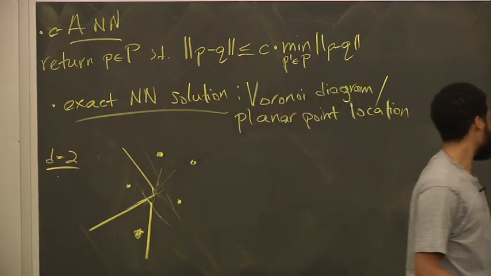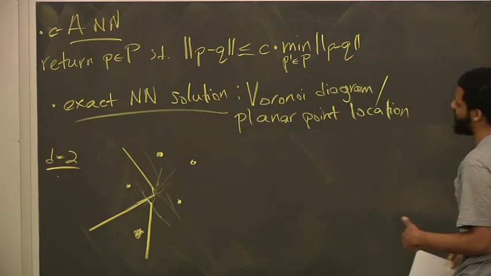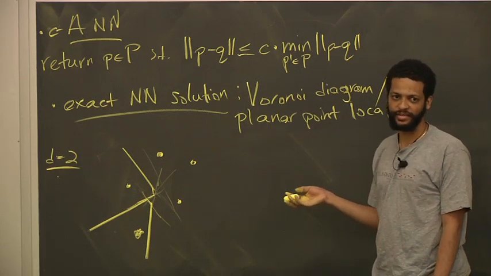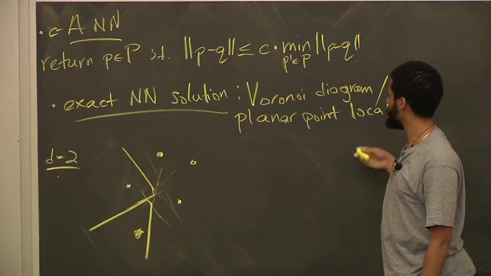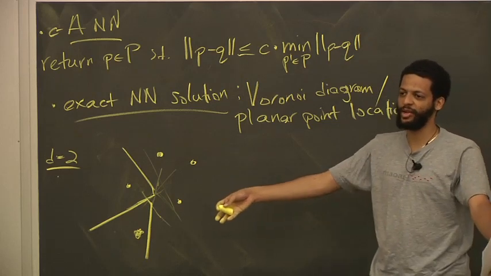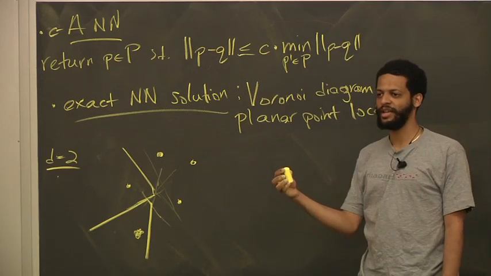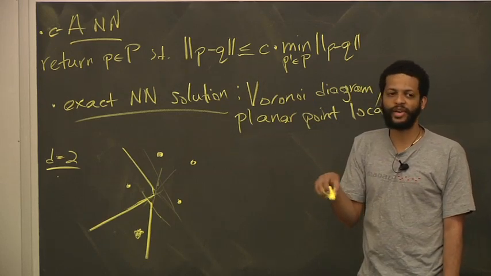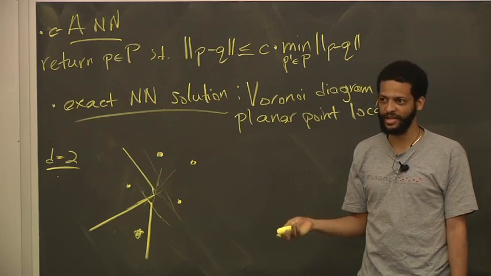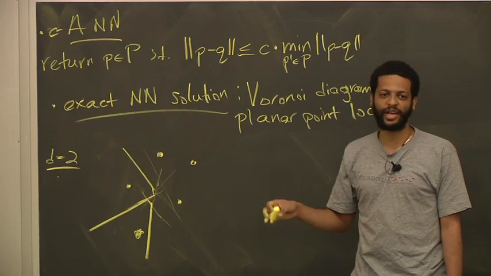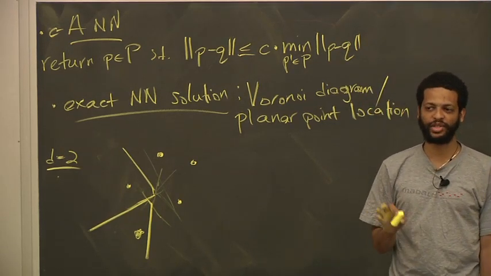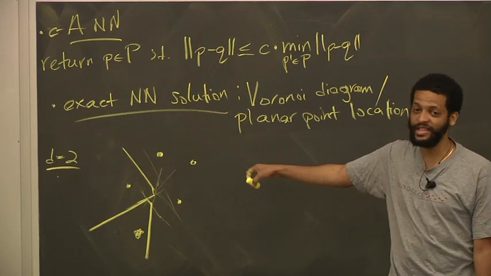So construct the Voronoi diagram. In 2 dimensions, you can do that quickly, in nearly linear time, like n log n. The second thing is planar point location. Now that I have this planar subdivision, I get a query and want to figure out which region it belongs to. There are fast algorithms for that too, like log n time. These are classic computational geometry problems that people have efficient algorithms for when D is equal to 2.